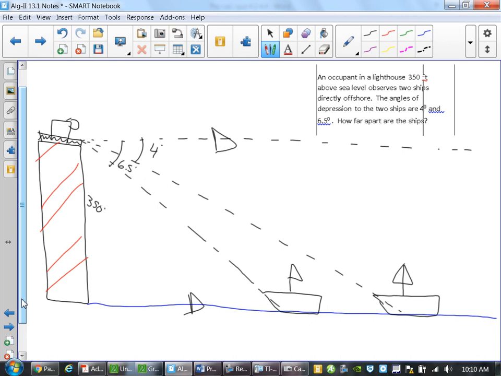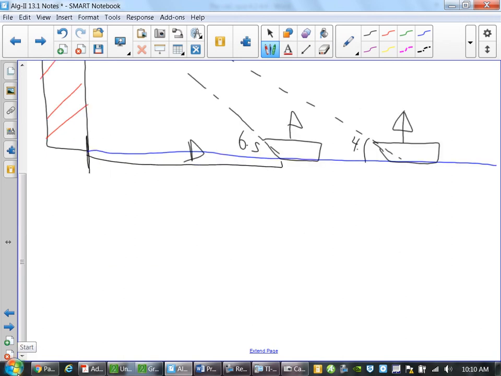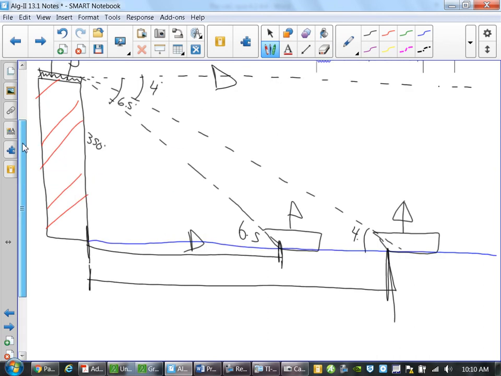So you have angles of depression at 4 degrees and 6.5 degrees, which means you have angles of elevation of 4 degrees and 6.5 degrees. They're asking you to figure out how far apart the ships are. Well, in order to do that, you need to find out how far the ship is from the lighthouse. Which trig value is going to allow you to find that? I need to find this one from here to here, and then this one from here to here, knowing the opposite.